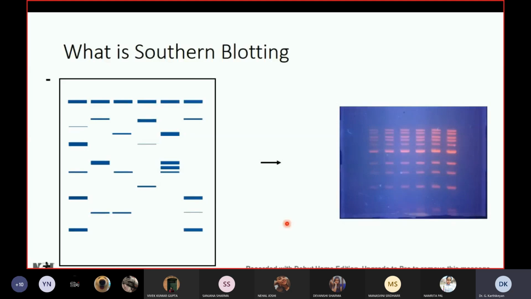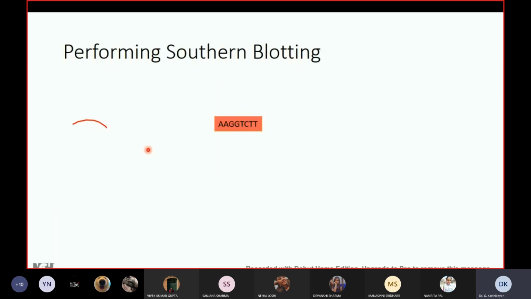And to do so, I should perform Southern blotting. Let's say I have this gene, and I'm interested in visualizing it. First of all, I should know the sequence of this gene. Let's say this is the gene of my interest. I should know its sequence, and then I should design a complementary sequence of this gene.